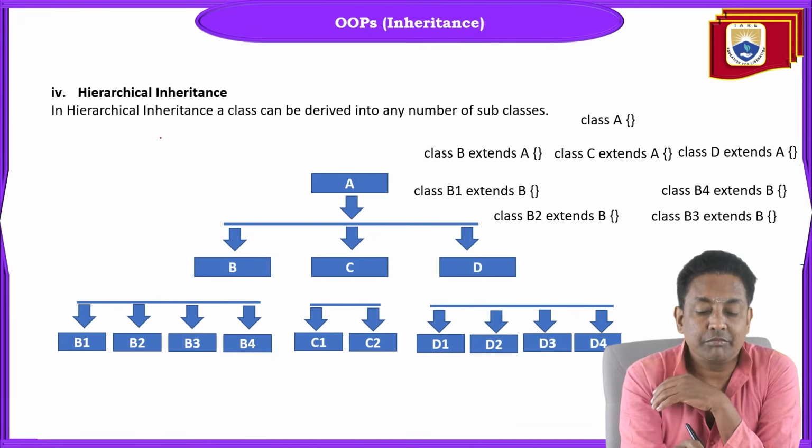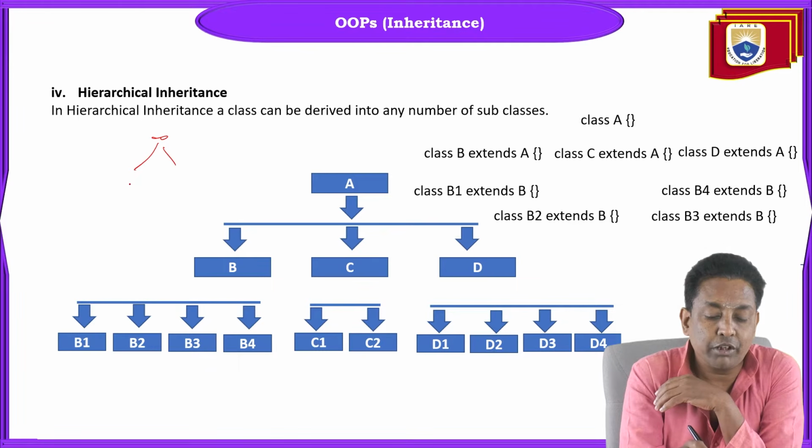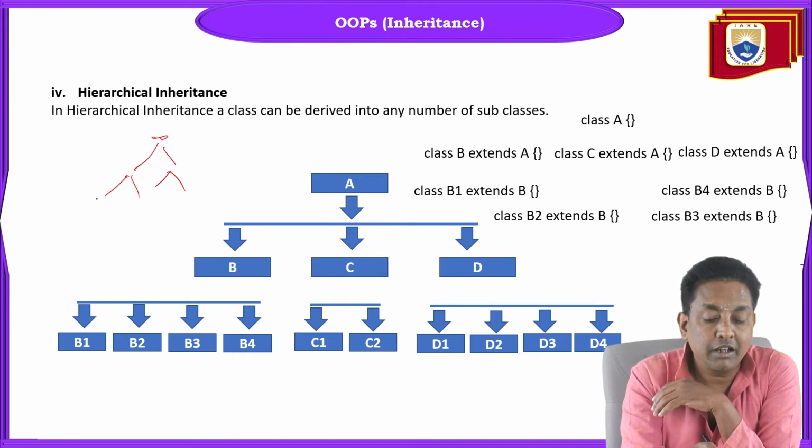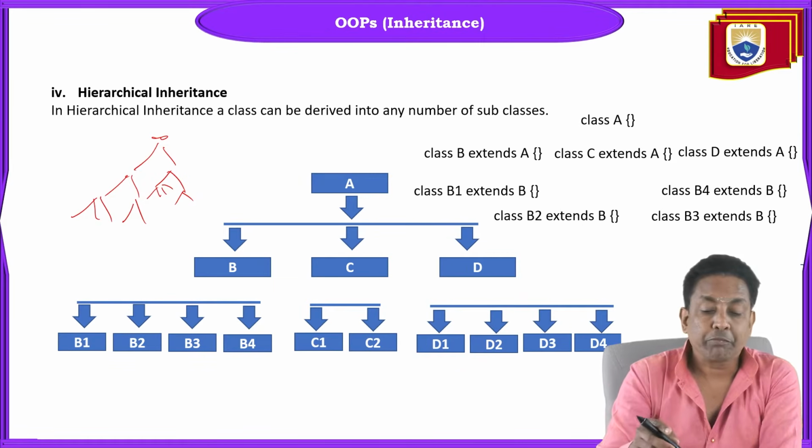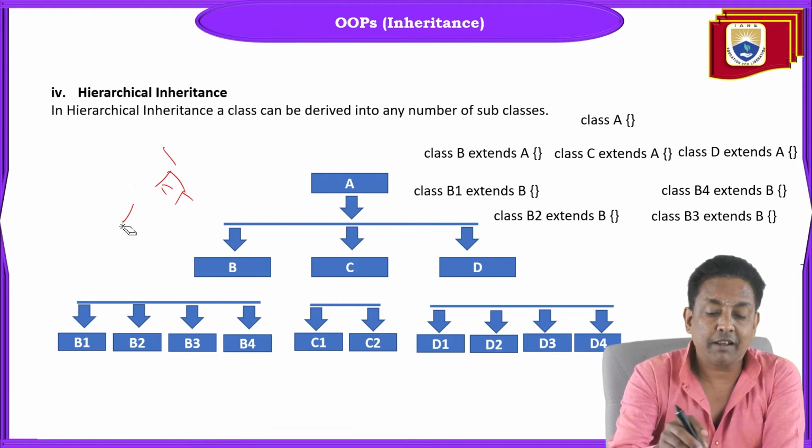This is hierarchical inheritance. One parent node, two leaf nodes. The next again, two or more leaf nodes. Again, two or three more leaf nodes. More leaf nodes like this. This is how hierarchical inheritance exists.